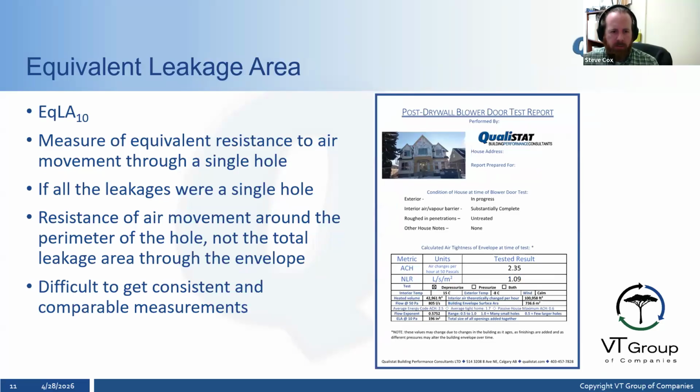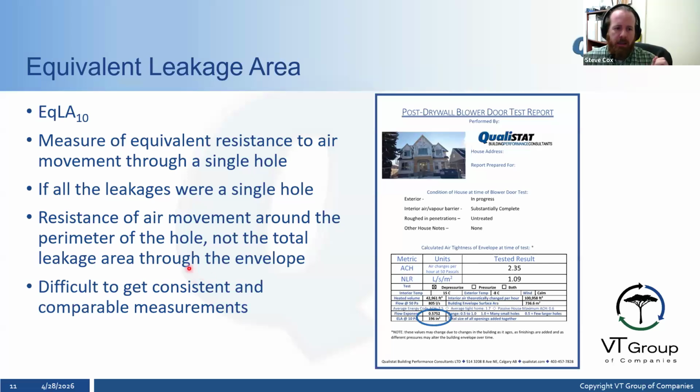Equivalent leakage area. Okay, that's this one here again. So it's a measure of an equivalent. This is a little bit complicated, so let me see if I get this right. The equivalent leakage area is the idea that if we add up all of the holes that air is leaking through, the resistance to airflow of that one hole is equivalent to the overall air leakage.